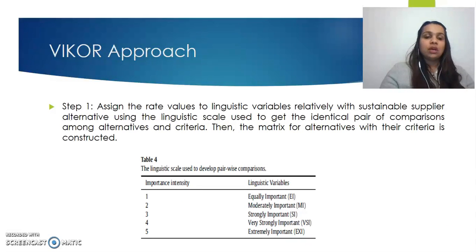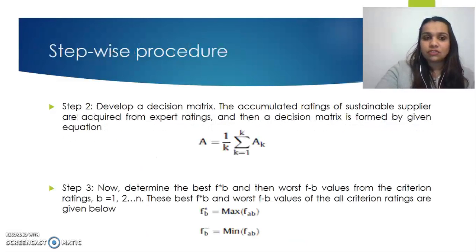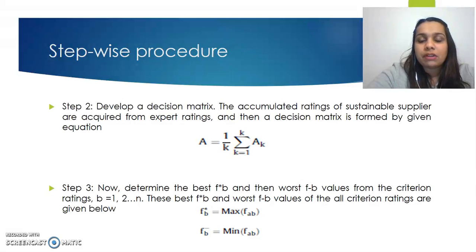Then we have the VIKOR approach. So what exactly is the VIKOR approach? How do we implement it? The first step here is to assign the rating value to linguistic variables relative to sustainable supplier alternatives, using the linguistic scale given below, to get the identical pair comparison among alternatives and criteria. Then a matrix for alternatives with their criteria is constructed. Develop a decision matrix. Then the accumulated ratings of sustainable suppliers are required from expert ratings. Then a decision matrix is formed given the equation here.